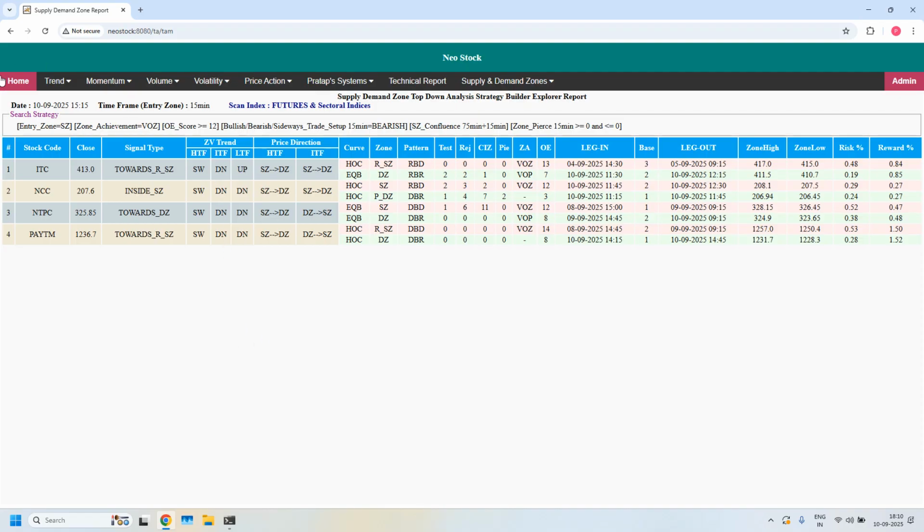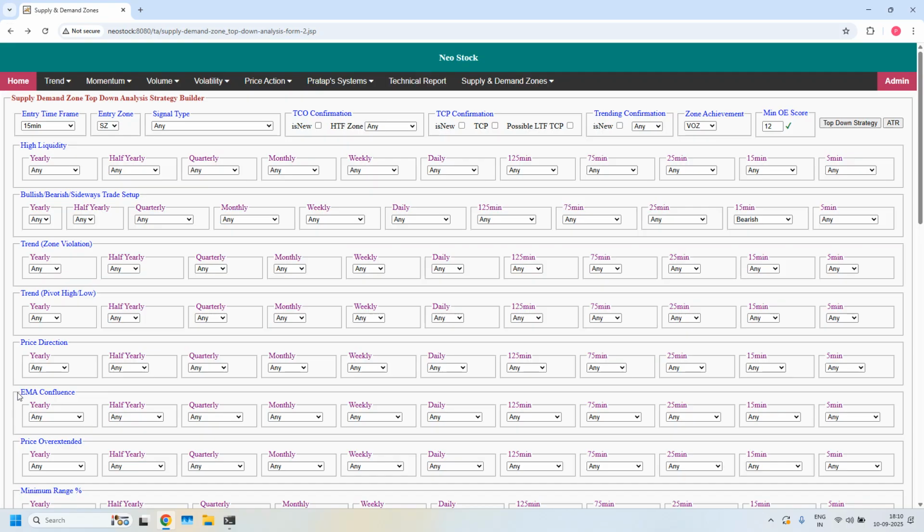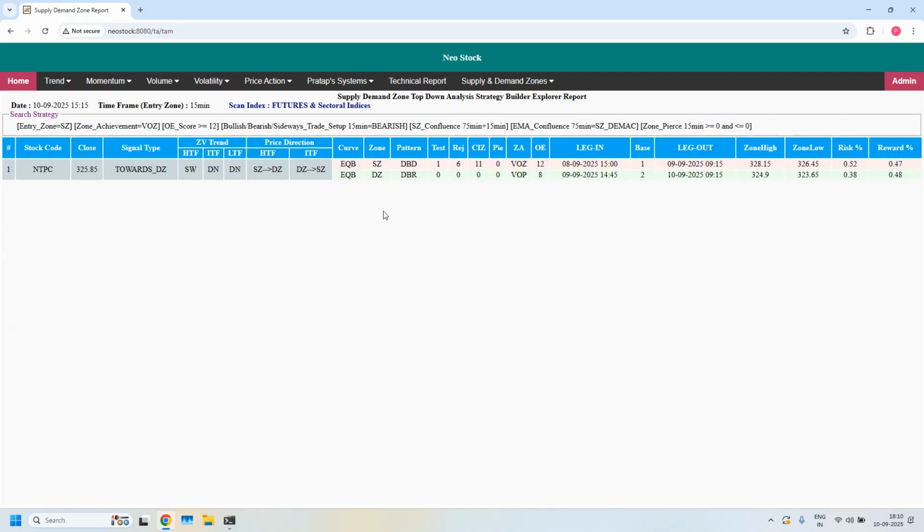We can further filter based on 75 minute supply zone having daily EMA confluence. Let's filter. We got only 1 stock. So this 15 minute supply zone might be having more high probability to get success, provided less than 20 checklist items are satisfied. Otherwise, higher chances of zone violation.